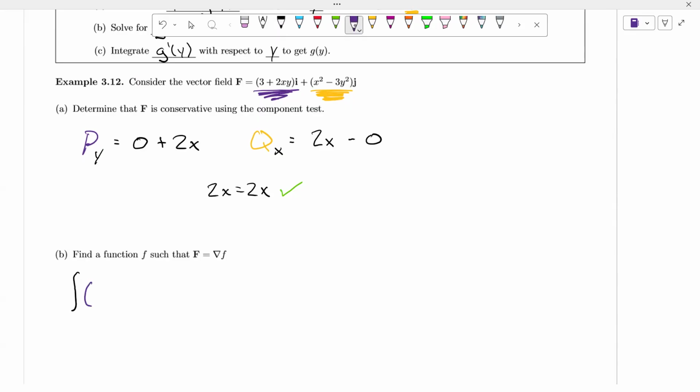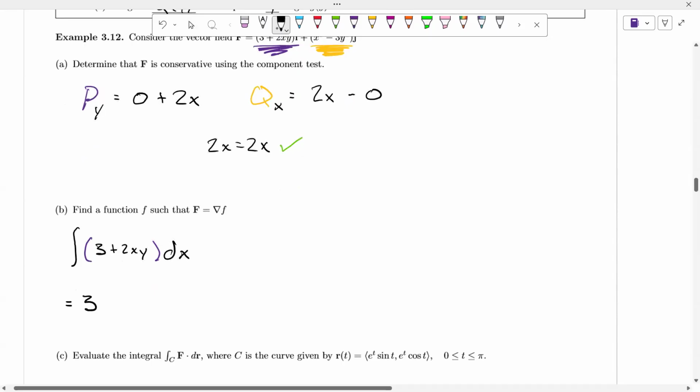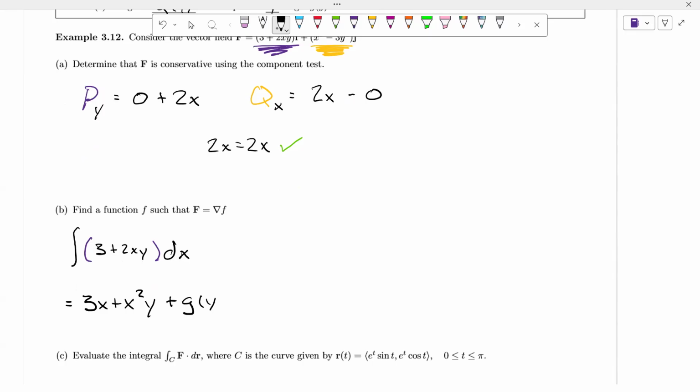So I am going to integrate 3 plus 2xy dx. And I'll get a result over here of 3x plus x squared y plus, right now I'm going to call it g of y. Because I know that if I do an x integral, whatever other part I might have, the leftover bits, could be constant values, or they could be terms that I treated as constant values, meaning a function that depends only on y.